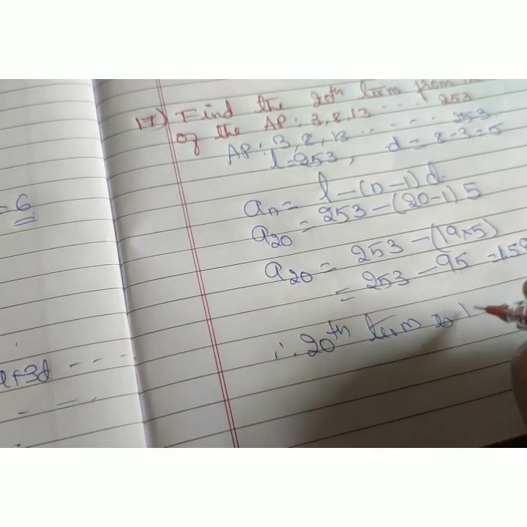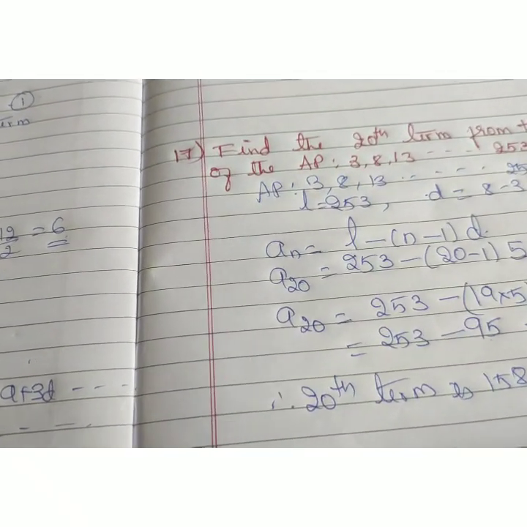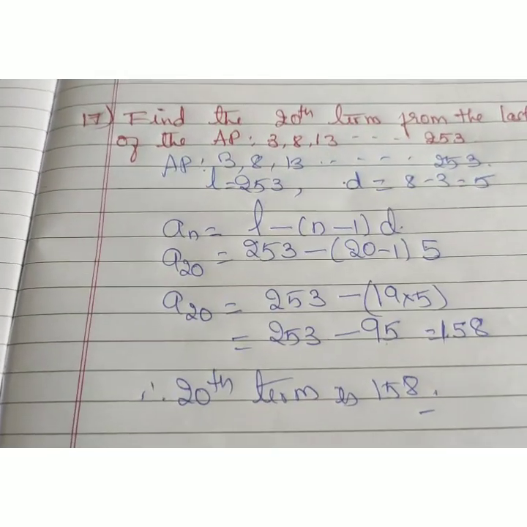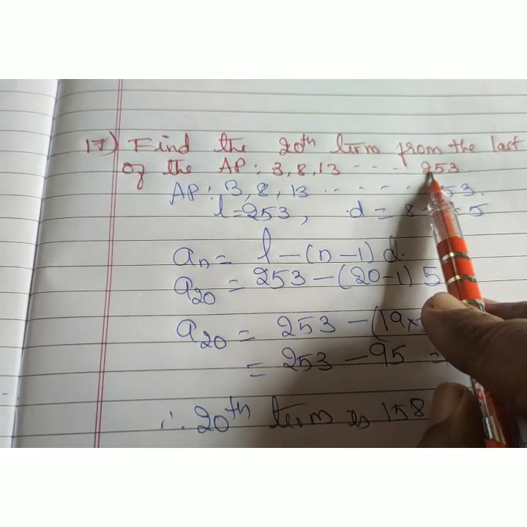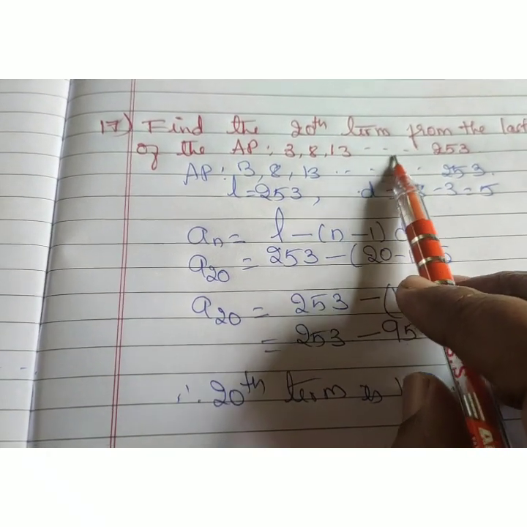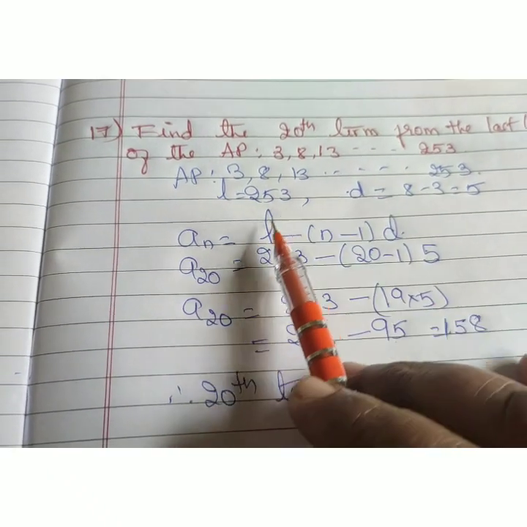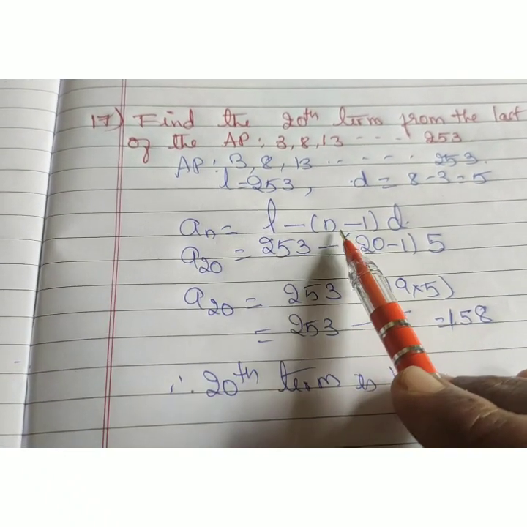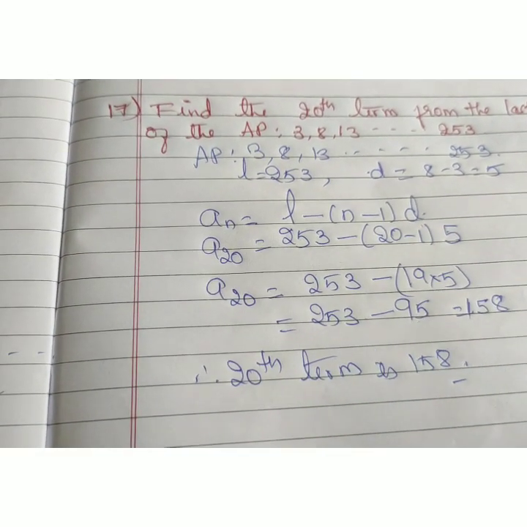The 20th term is 158. And how is it calculated? It is calculated from the last term. When the last term is given, and they have asked us to calculate some 20th term, for that the formula is an is equal to L minus (n minus 1) into D. In this way, within 2 steps only you can calculate this.